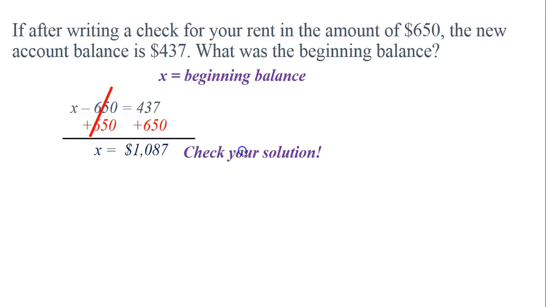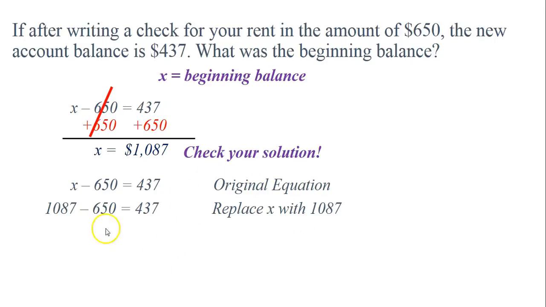And let's go back and check our solutions just to be sure. I'm going to start with my original, and then I'm going to replace x with 1,087. And 1,087 minus 650 is equal to 437. So that looks good.